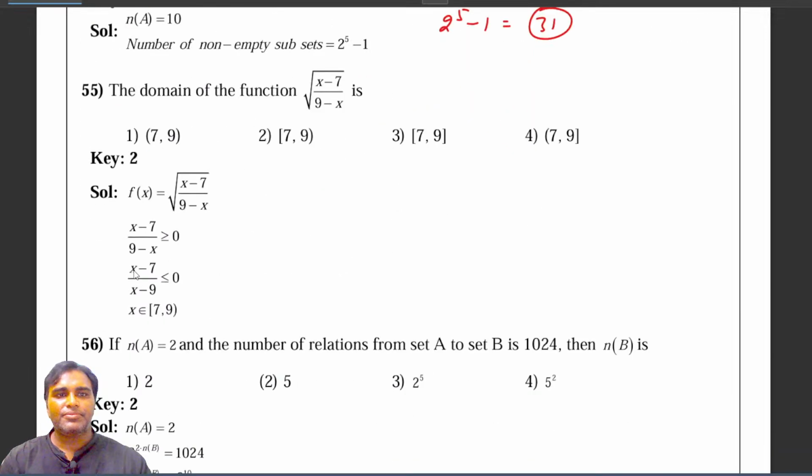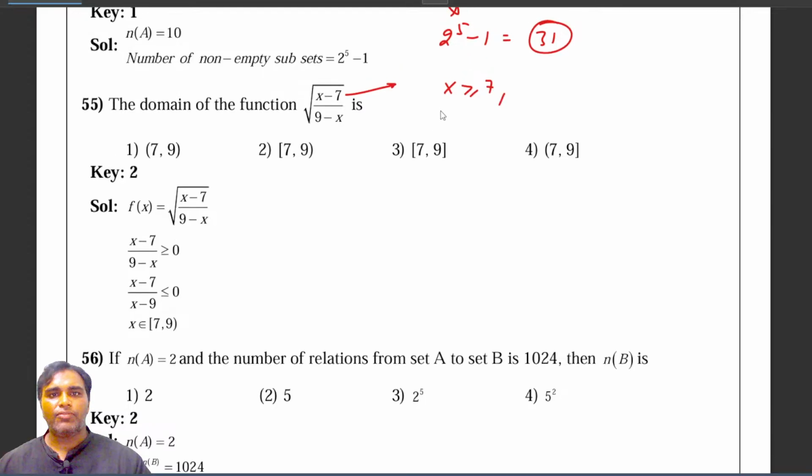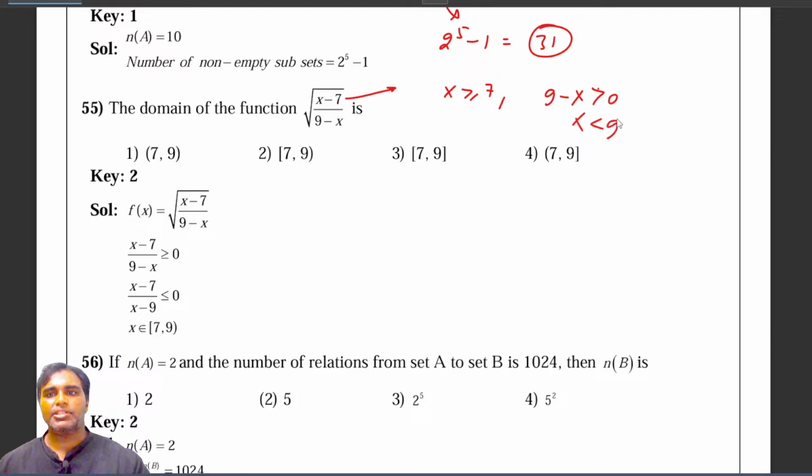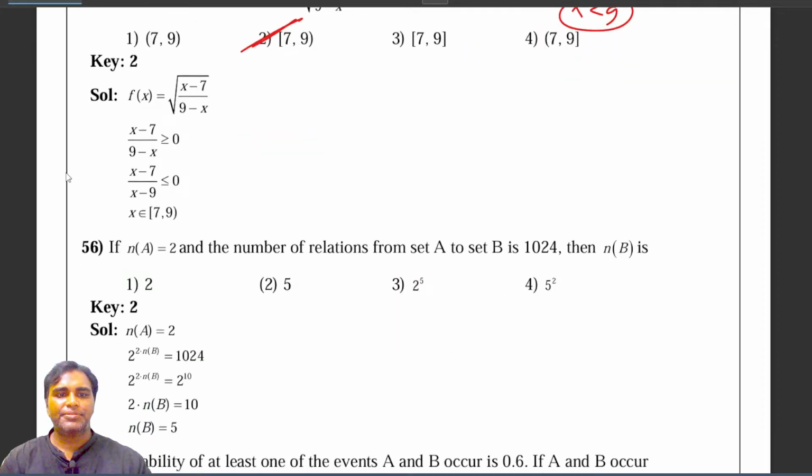55, let's see. What is the domain of this one? X should be greater than or equal to 7, and for this, 9 minus x should be greater than 0, means x less than 9. So 7 to 9, 7 is closed, 9 is open. Very much easy.